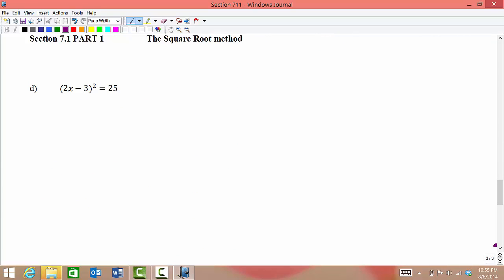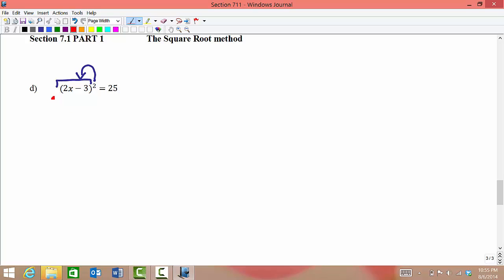Now for part D. This one is a little bit more interesting because we don't have an x squared, but we do have a square. And when we are solving using the square root method, we want to get the squared term by itself. So I want to look to see what the square applies to. And this time it happens to apply to everything in the parentheses. So we have the quadratic term isolated already. There's nothing before it or after it. Everything that's being squared is on the side by itself.